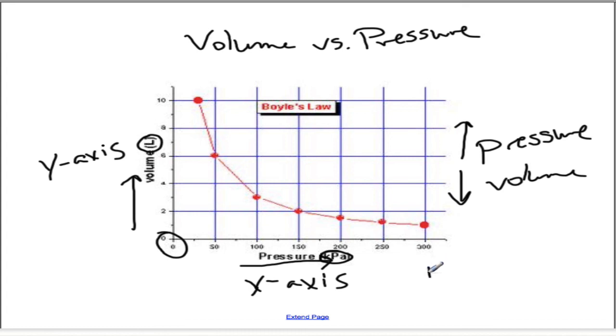This is called an inverse relationship. And that's important to remember. So these two things don't really match. They're going in opposite directions. I could say the same thing as volume increases, pressure decreases, right? They're still going in opposite directions.